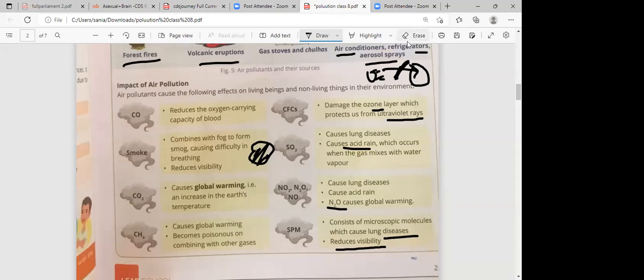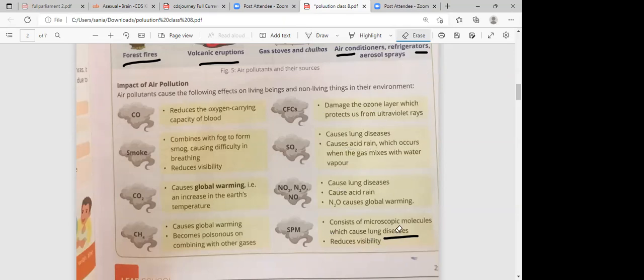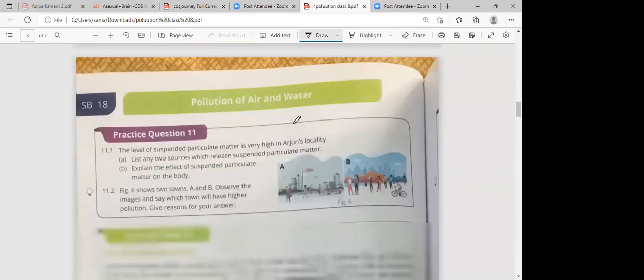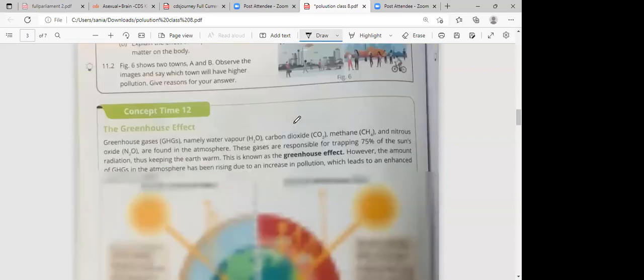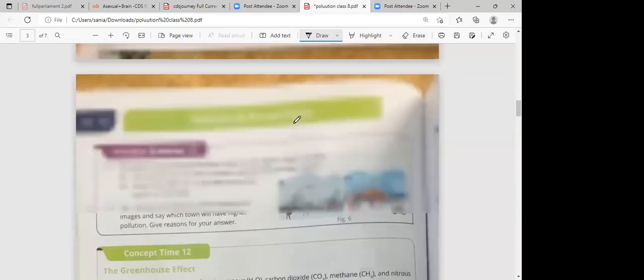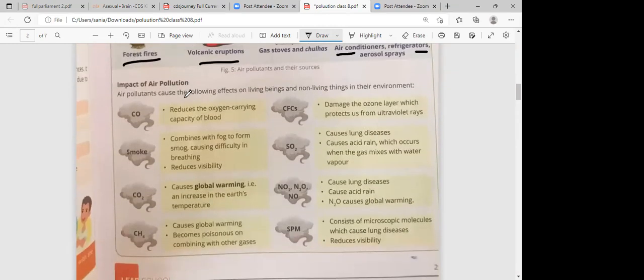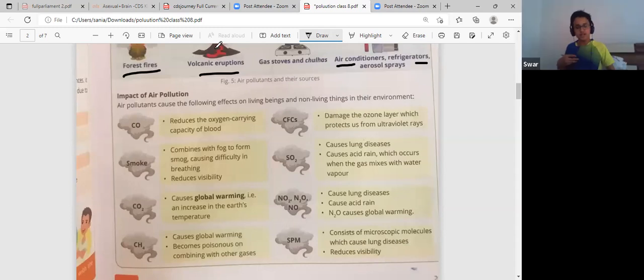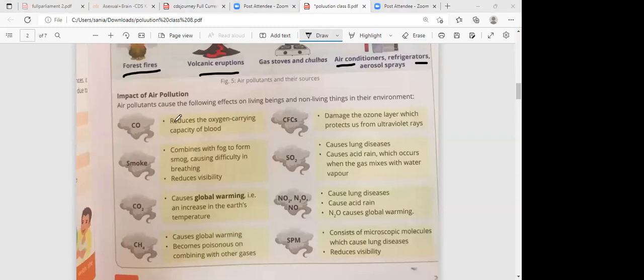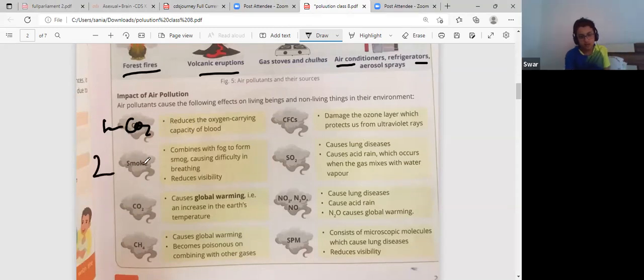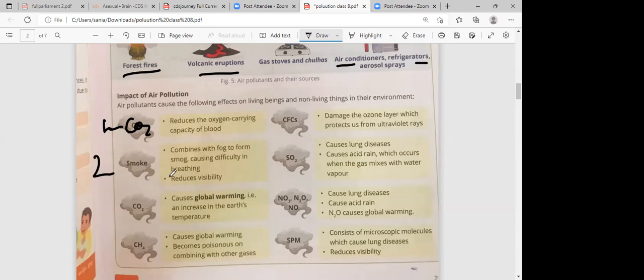Okay, so you will write it down. The heading will be what they have given. Ma'am, I'll just make a table like this. Yeah, if you want to make a table, it's okay. You can do it like this. First, CO, then write the impact. Then second, smoke. And then third, fourth, fifth, sixth, seventh, eighth.